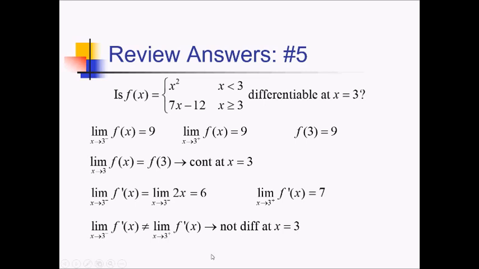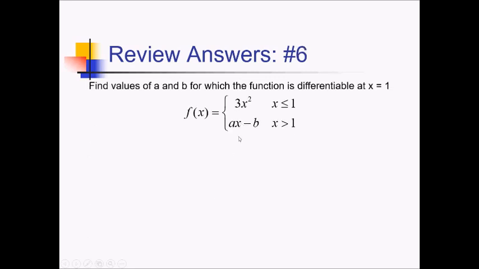Now, a few other ways this could have gone. If we had found the function was not continuous at x equals 3, we would have then concluded it was not differentiable right away. If we had found that the function's f prime limits did match up, that would have been enough to say, okay, this function is differentiable at 3.